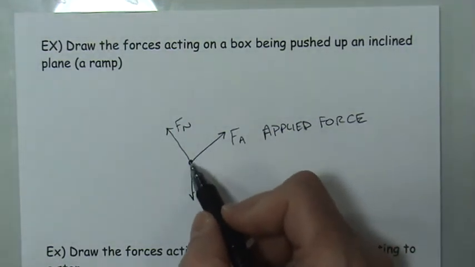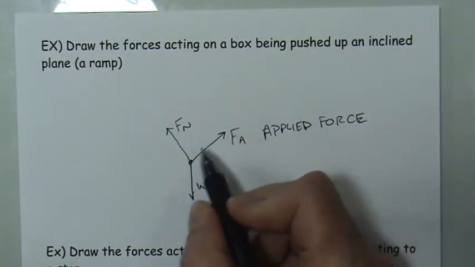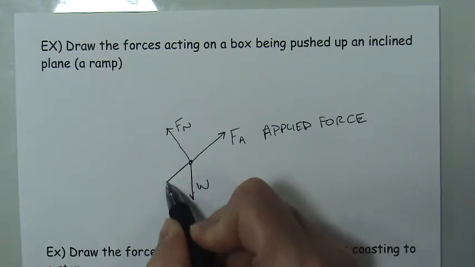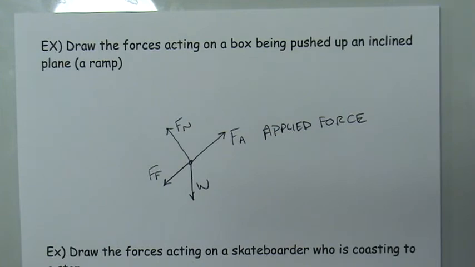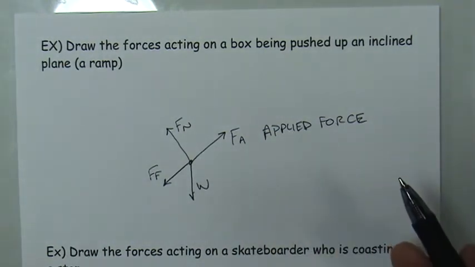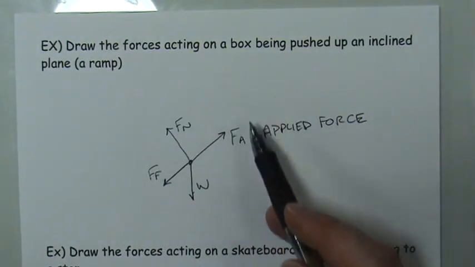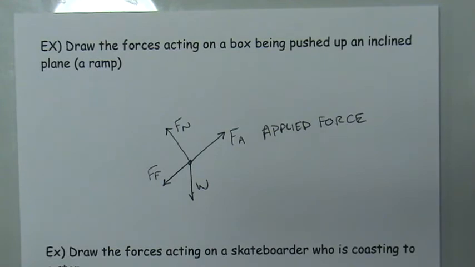And in this case, because the object is actually being pushed up the inclined plane, that means that the frictional force is going to point in the opposite direction, down the inclined plane. So that's quite a complex drawing, when you have the box being pushed up the inclined plane.